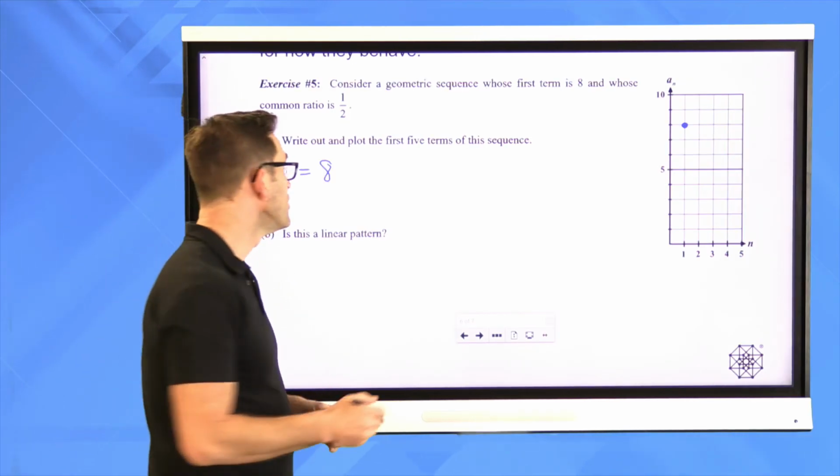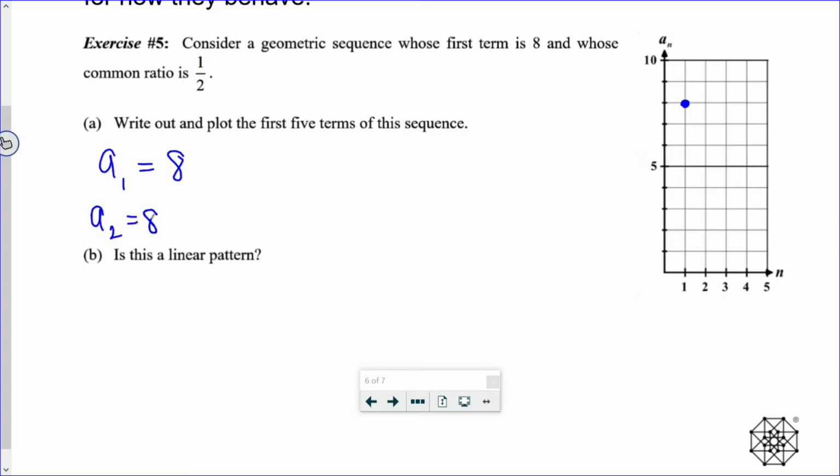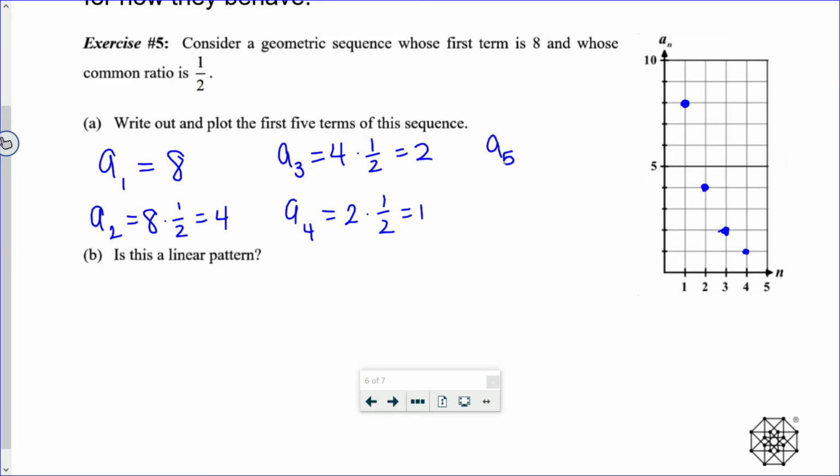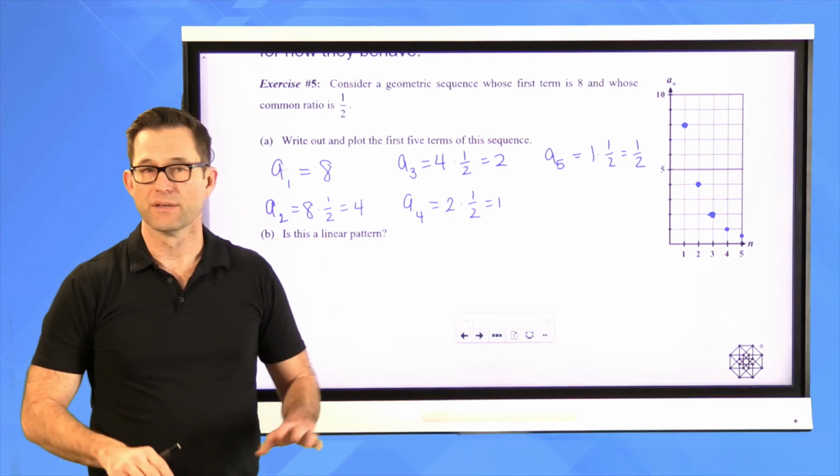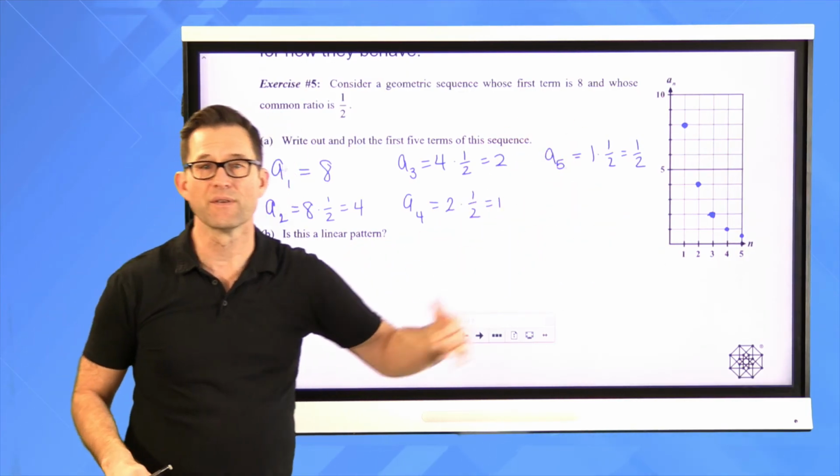All right, well, A2 is going to be 8 times 1/2, or 4. Let me plot that. A3 is going to be 4 times 1/2, which is 2. A4 is going to be 2 times 1/2, which is 1. And A5 is going to be 1 times 1/2, which is just 1/2. Now I'm not going to connect these with a smooth curve again. We talked about that once before, because there are no points in between here. These are terms of a sequence.